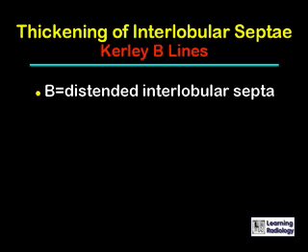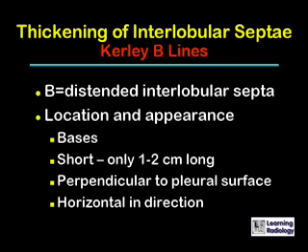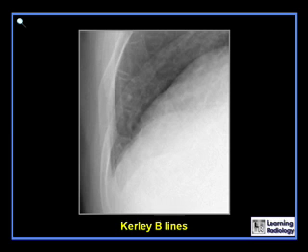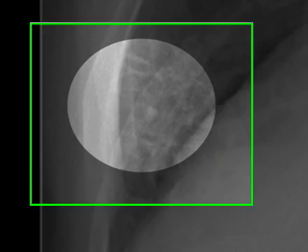Kerley B lines are distended interlobular septae. They are usually found at the bases. They are short lines. They're only about 1 or 2 centimeters in length. They are perpendicular to the pleural surface. They frequently touch the pleural surface. Therefore, they're horizontal in direction. These are Kerley B lines. You see they are short, white lines. They are perpendicular to the lateral chest wall, the pleural surface, and they are at the lung base.